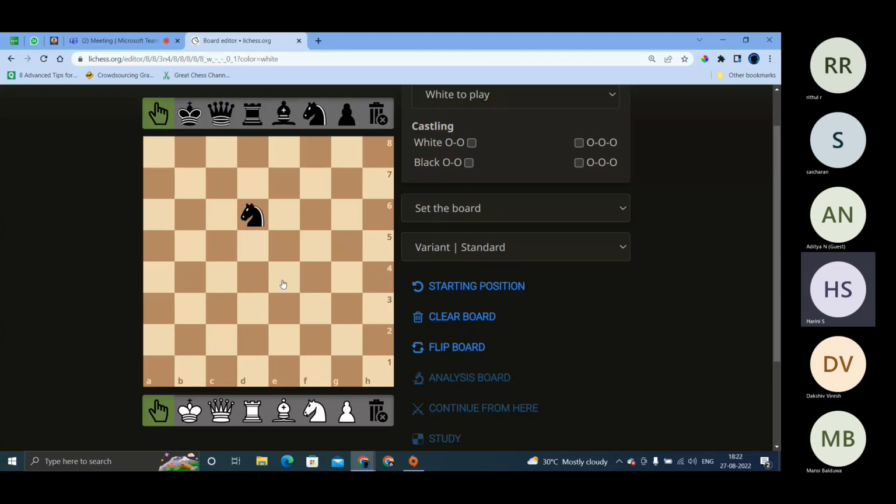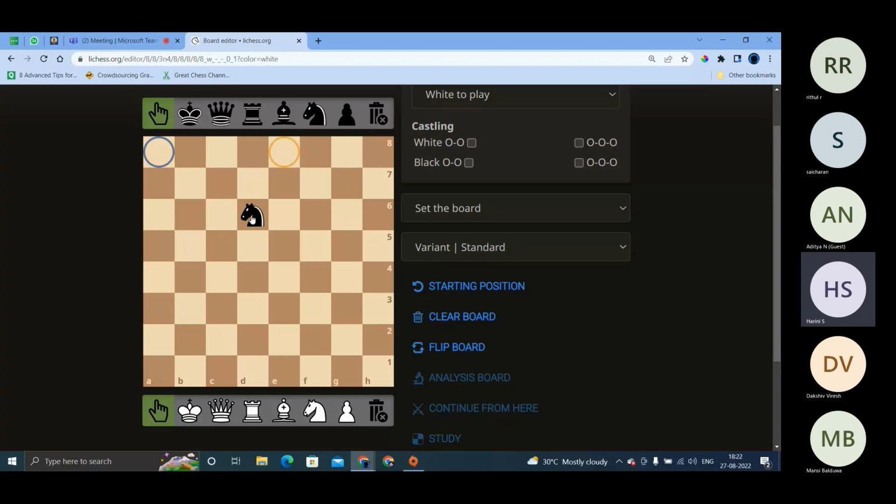Okay, next Ritul. From here, where will it move? So the final destination is here. So from here, where should it move? Ritul, are you there? Can you unmute? E8. Okay, so it's going to E8.